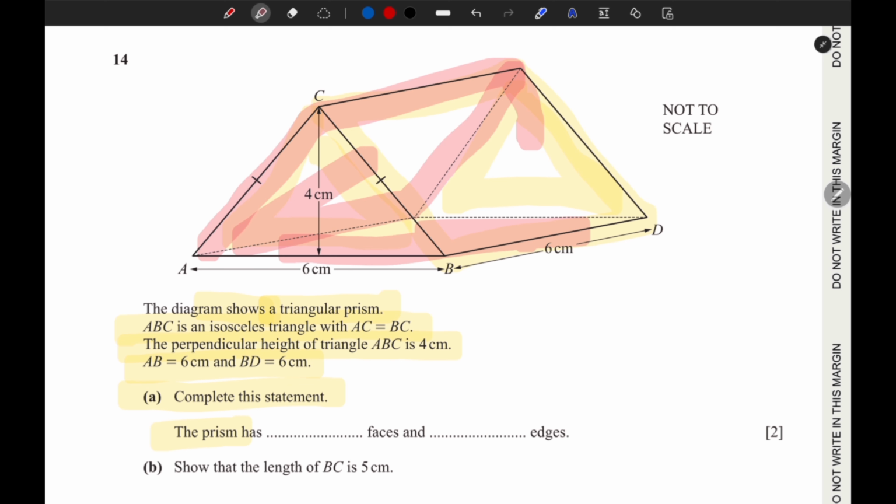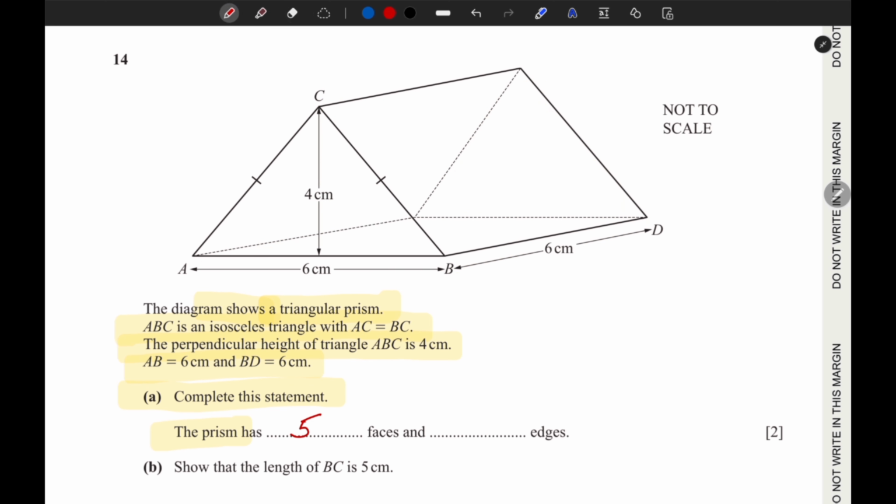So in total it has 5 faces and edges. Let's count the edges. This is one of the edges, 1, 2, 3, 4, 5, 6, 7, 8 and 9. So it has 9 edges. I hope you understood this. Let's move to the next part.